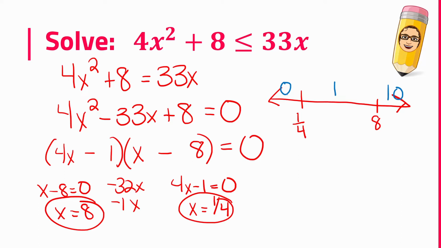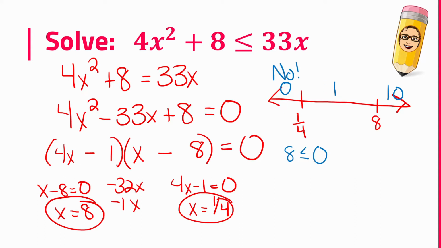So what I'm going to do is substitute this test value I decided to pick into the inequality and see if I get a true statement. So 4x squared, so 4 times 0 squared, well, that's just 0, right? Plus 8, I would get 8, is less than or equal to 33 times 0, which is 0. So is 8 less than or equal to 0? No, right? So I'm going to put a no in that spot.